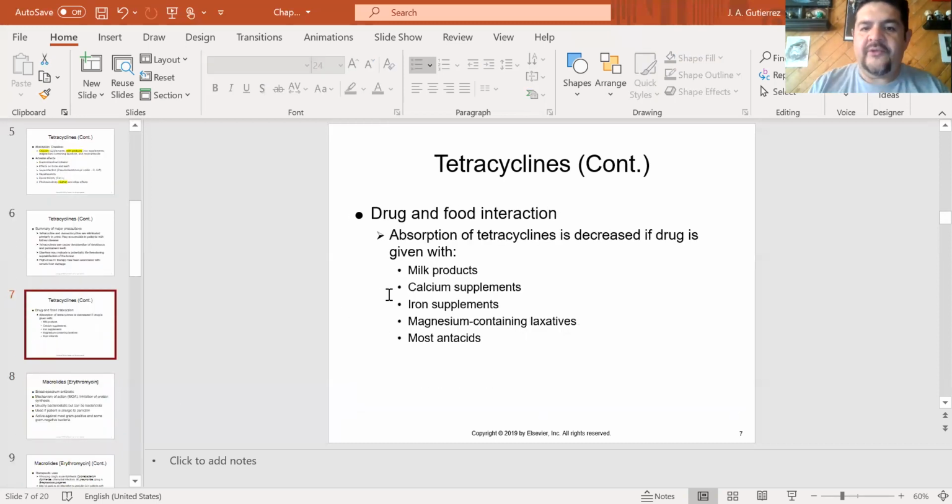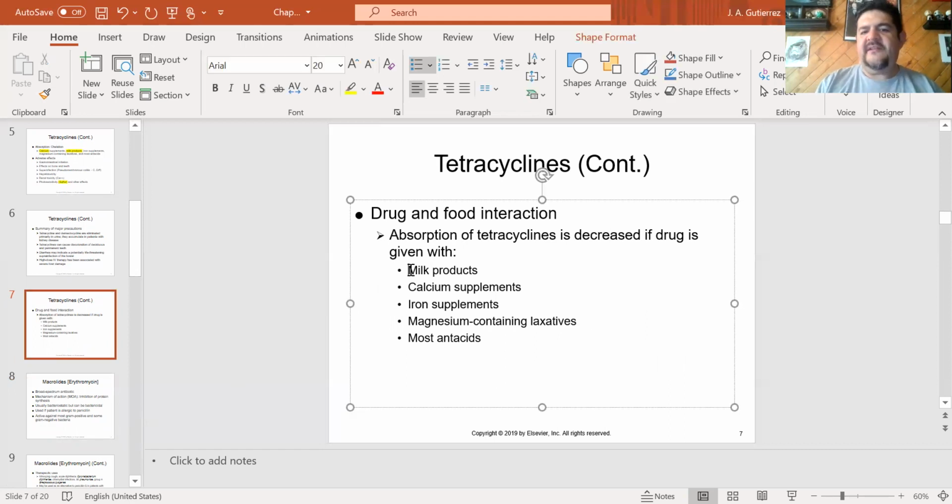Regarding food and drug interactions, don't mix it with any medication that has minerals in it, or dairy products. So milk products and dairy products have calcium, and so do supplements like Tums. Don't mix it with iron supplements, magnesium, aluminum, and so on, because they will attach to the medication and it will not get absorbed properly. Okay, so those are the highlights regarding the tetracycline.